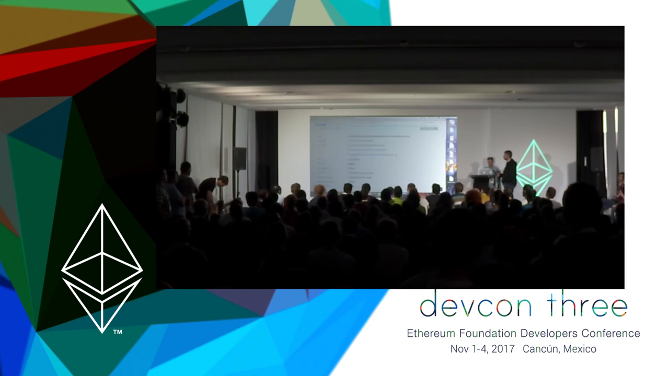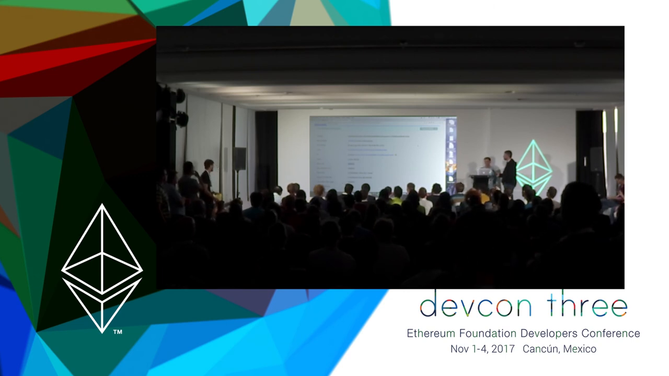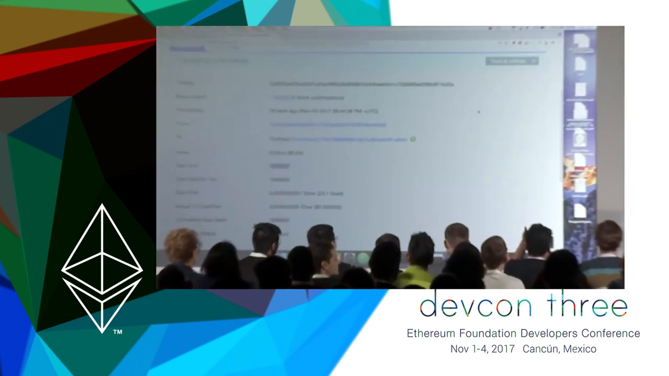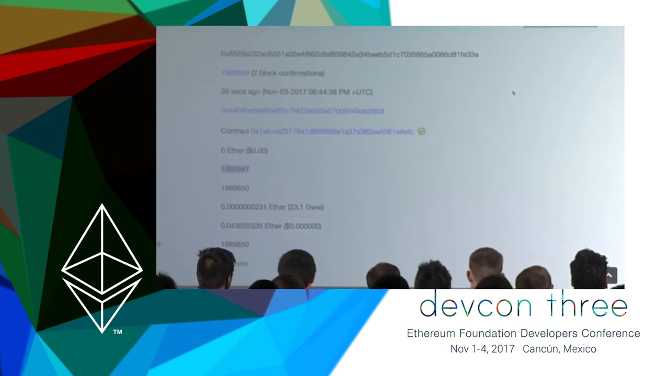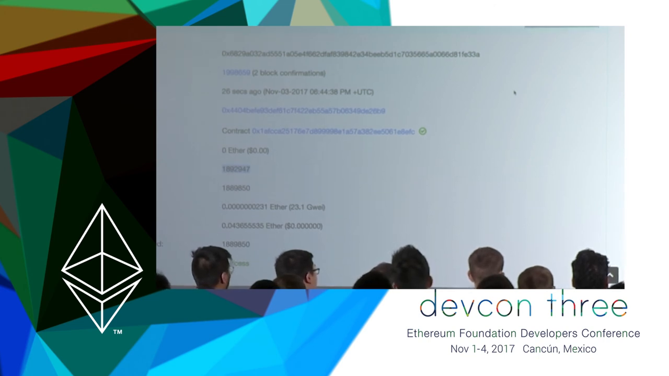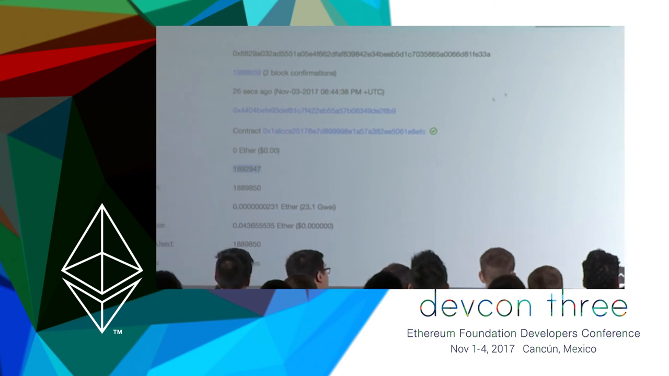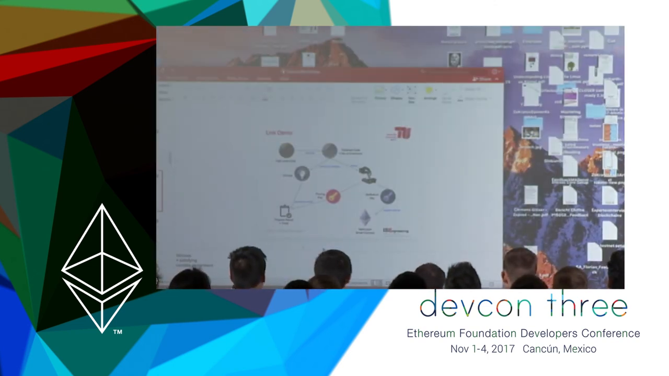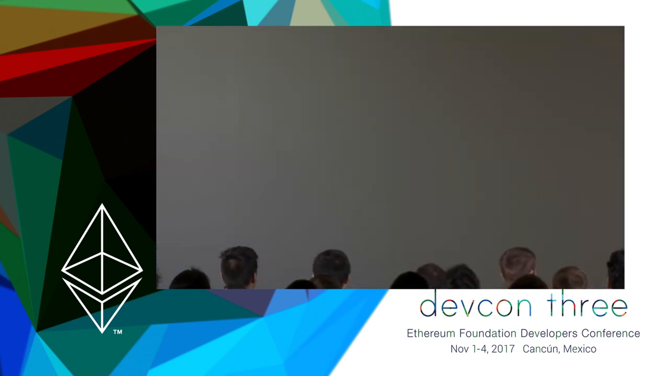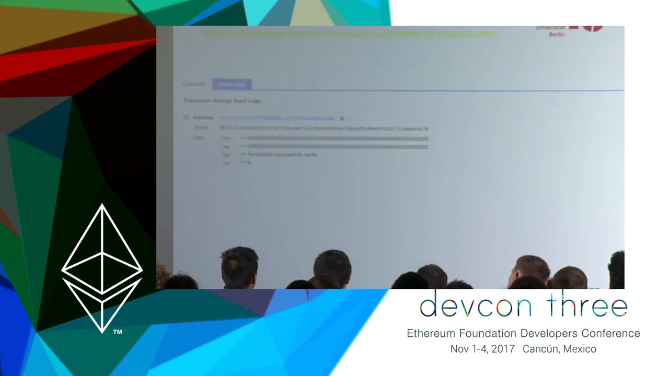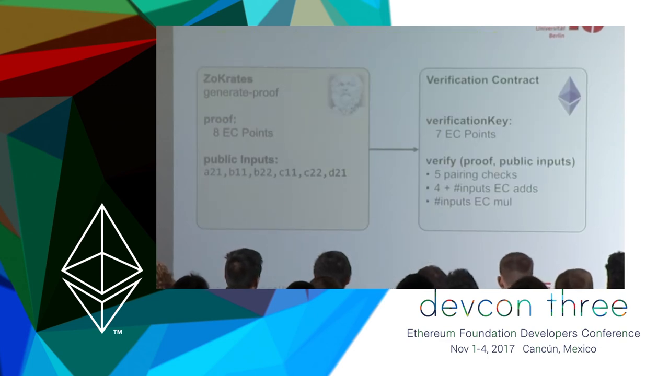What's maybe interesting to note here, it was quite expensive though. It cost 1.8 million gas, so that's quite a lot. On the mainnet, that would mean you could currently do six verifications in one block. And why is that? Let me go back to the slide set real quick.